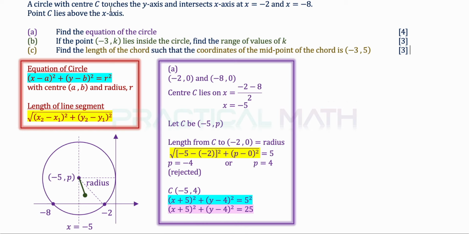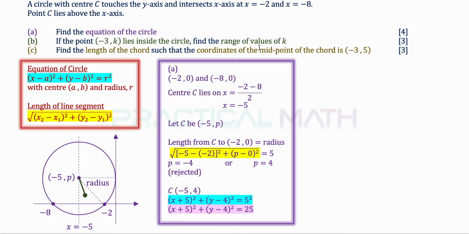In part B of this question, assume my point (-3, k) is here. It lies inside the circle, so it could be anywhere inside. So (-3, k) could be anywhere in this half of the circle. You are to find the range of values of k.